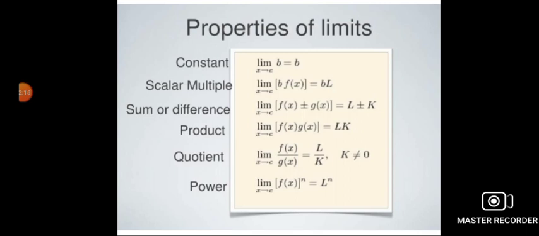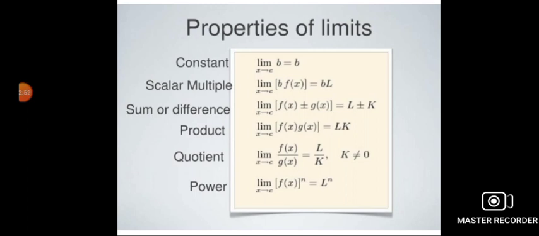Properties of limits: constant, scalar multiple, sum or difference, product, quotient, and power. So the constant: the limit of b is equal to b. The limit of b as x approaches c is equal to b. The limit of the function b times f of x as x approaches c is equal to bL.